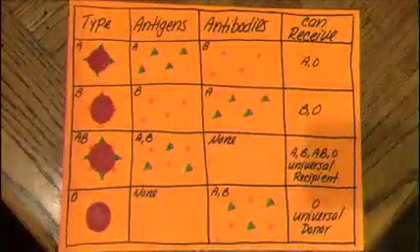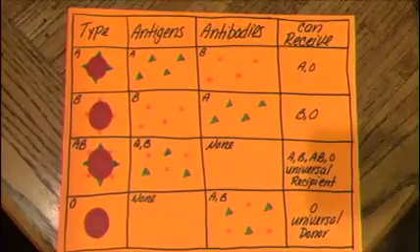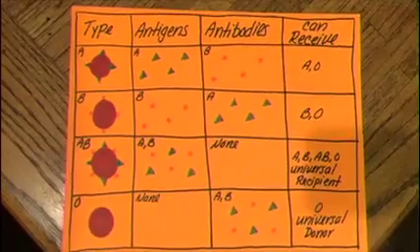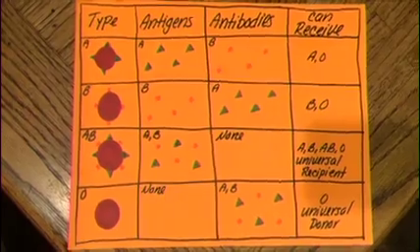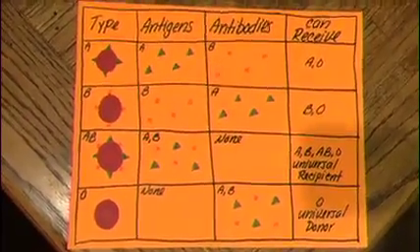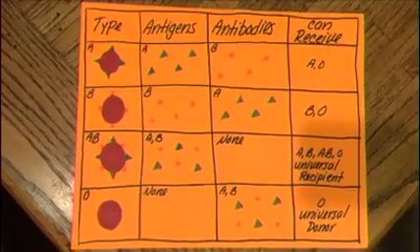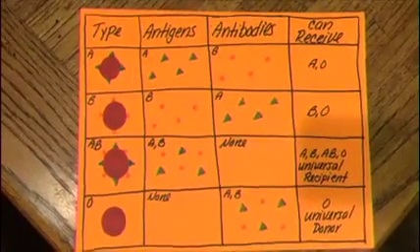If you were type AB blood, you would have type A and B antigens, no antibodies, and would be compatible with receiving a blood transfusion from type A, type B, type AB, and type O donors, which makes type AB the universal recipient, more specifically type AB positive.